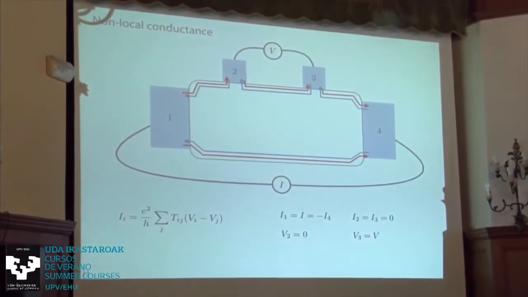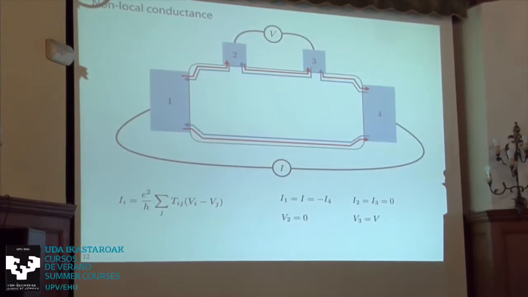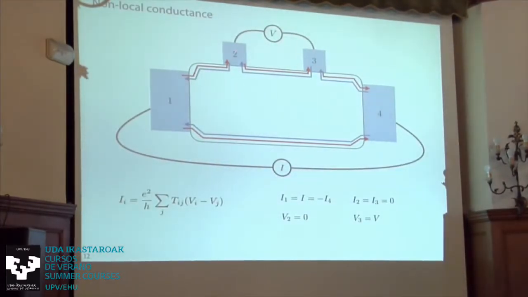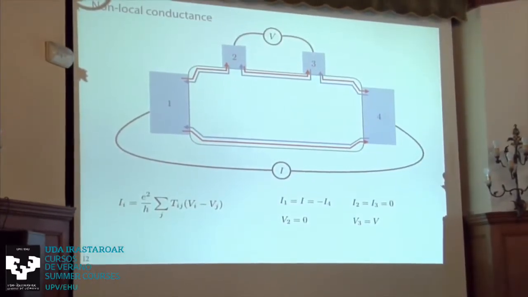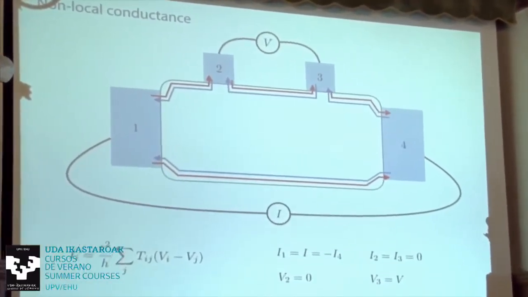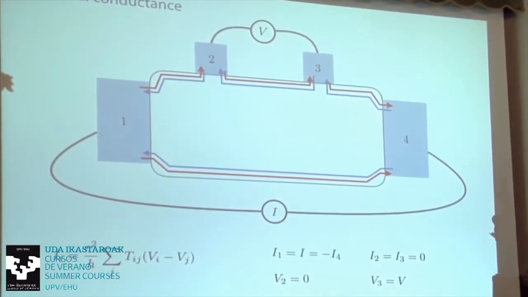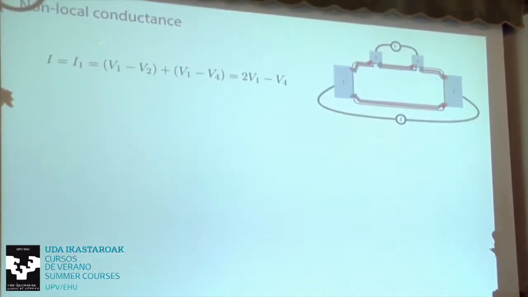using that since these guys don't get backscattered, the transmission probability of the red one to go to 2 is 1. 1 always goes to 2 and nowhere else. 2 always goes to 1 and nowhere else in the blue one and so on. So the transmission probabilities are either 0 or 1. So I do the calculation.